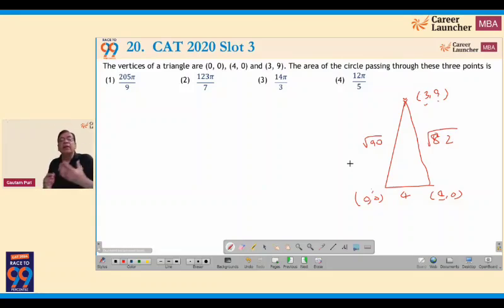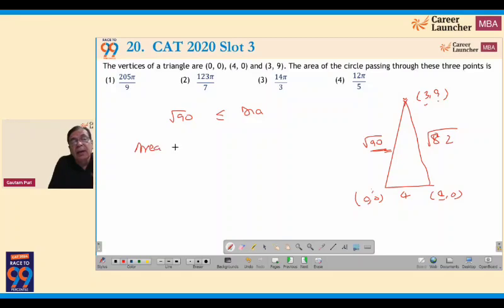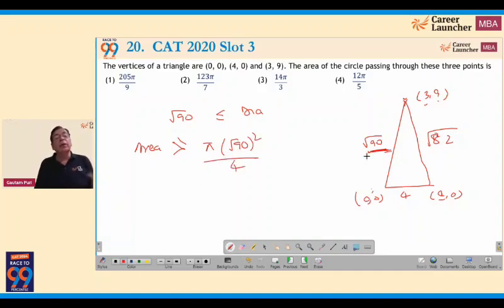Now, if the circle is passing through all of them, this side, under root 90, has to be less than or equal to the diameter of the circle. After all, remember, diameter is the biggest chord. So the diameter cannot be less than under root 90. So I can say area has to be greater than or equal to pi d square by 4. Assuming this to be the diameter, what is the area I get? My answer has to be greater than or equal to that. So how much does it become? 90 by 4, 22.5 pi. My answer has to be greater than 22.5 pi.